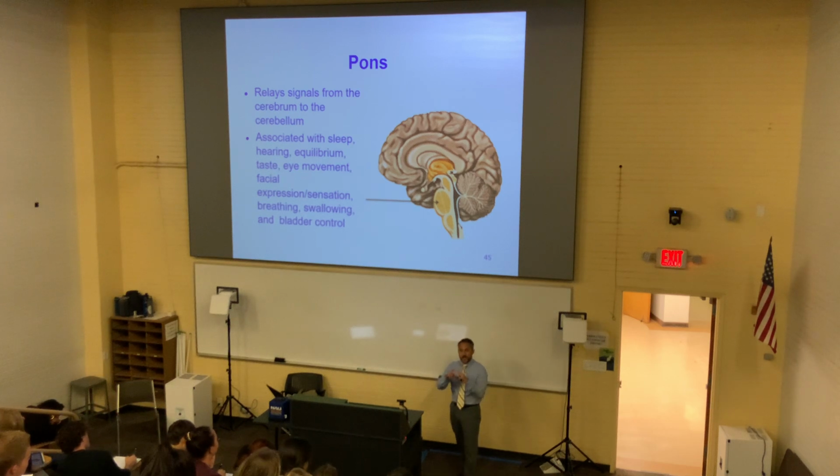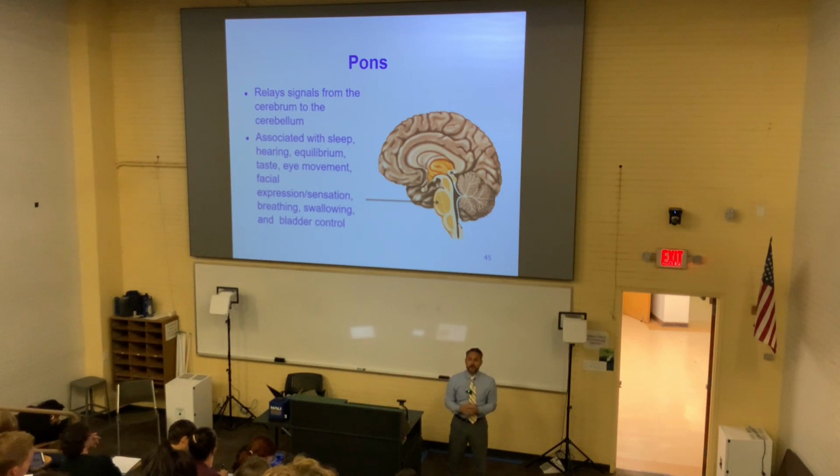So the pons is kind of that border between higher thinking, controlled, voluntary versus involuntary autonomic control. Look at where it's located. It's kind of right in that border, which should make some sense.